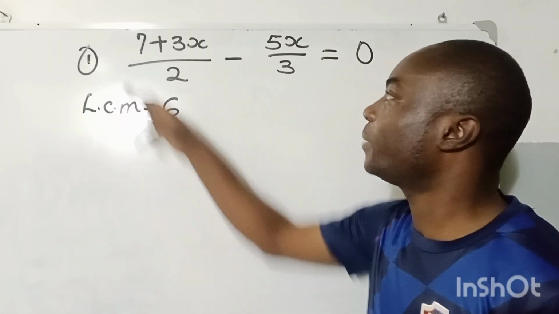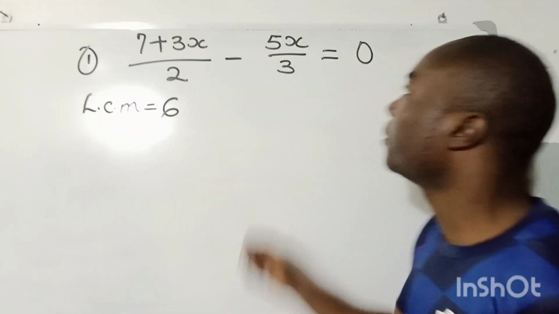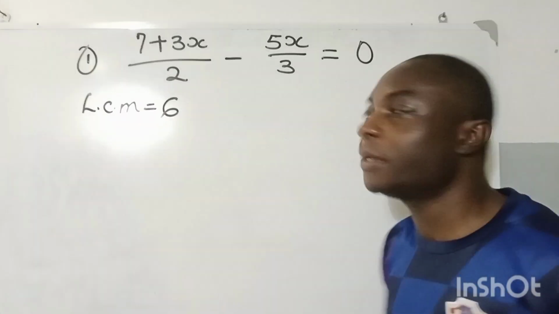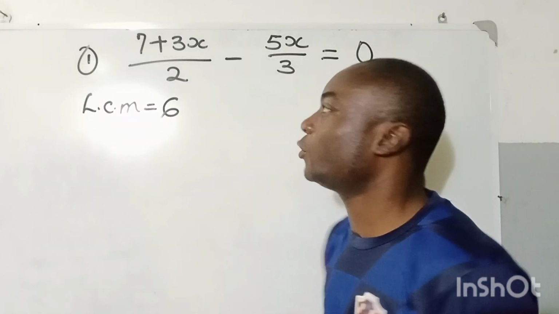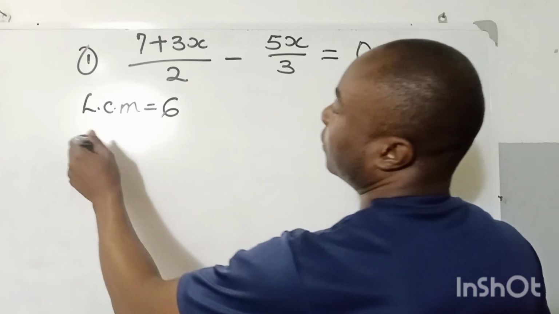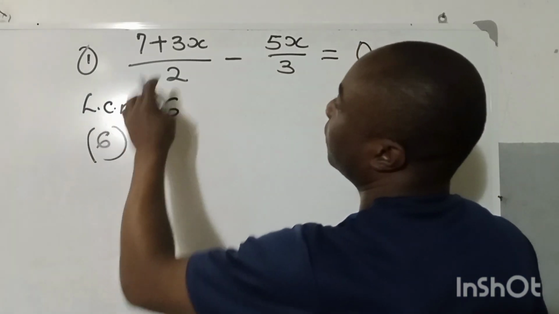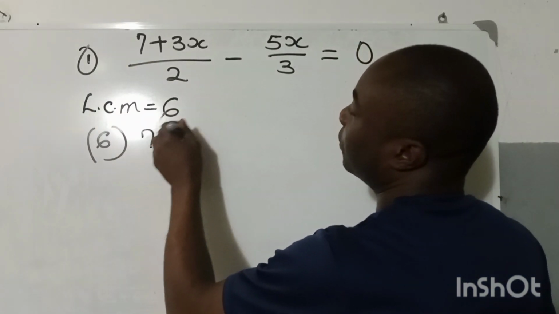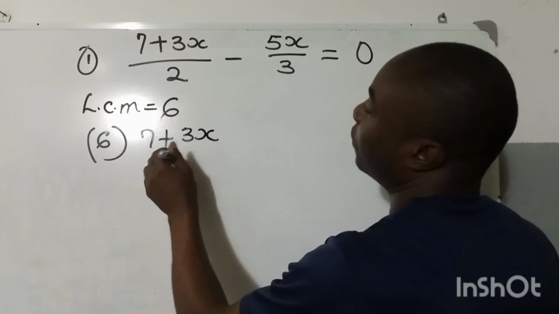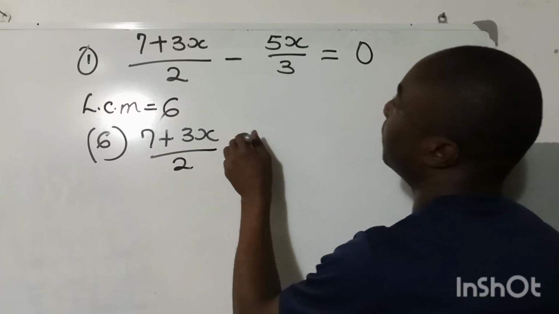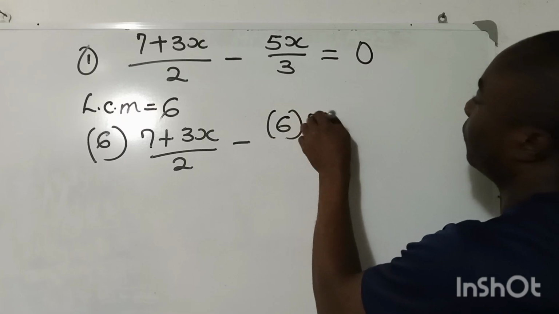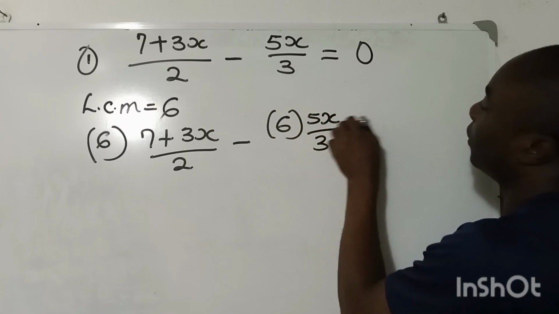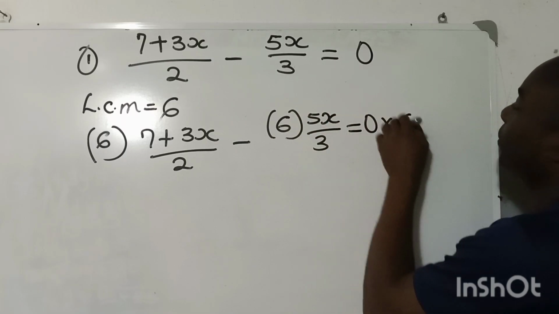That means we multiply this fraction by our LCM, multiply this fraction by our LCM, and multiply this 0 by our LCM. Now, to achieve that, we put our 6 in brackets, all right? Then we have 7 plus 3x all over 2, then minus 6 in bracket. Then we have 5x all over 3, and that's equal to 0 times 6.